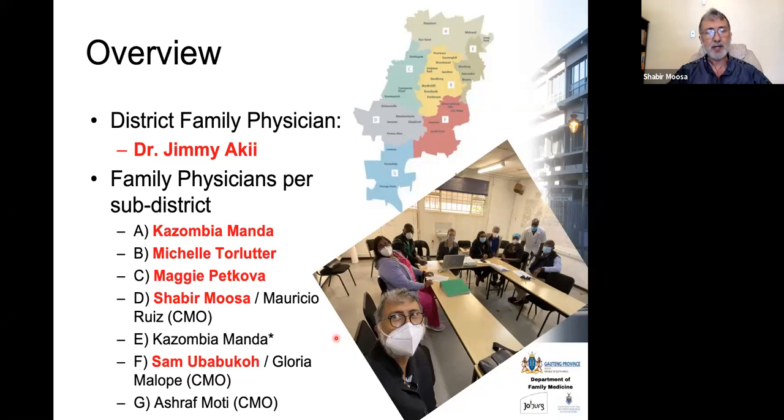We cannot do that. So what we have is family physicians who are responsible for each sub-district, and often supporting from no CHCs to 5 CHCs like in Soweto. So in the different regions, we have family physicians that are in red. Dr. Kazombia is actually supervising in region A. Region B is Dr. Tuluta. Dr. Kazombia, while he's doing that, is actually the lead clinician in region E. So you can see that he's trying to do two things at the same time, two regions.